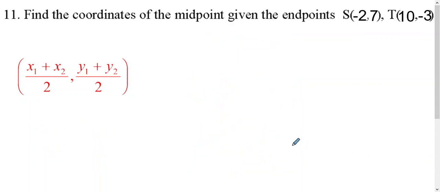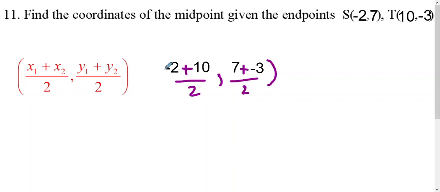Okay. Question number 11 is the same type of question. We're asked to find the coordinates of the midpoint, so we're going to find the average of the x's. So I'll take my two x values, 2 and 10, and I'm going to add them together and divide by 2 to get the average. Then my y value will be the average of my y's. So I'm going to add my two y's together. So we have x plus negative 3, and we're going to divide by 2 to get the average.